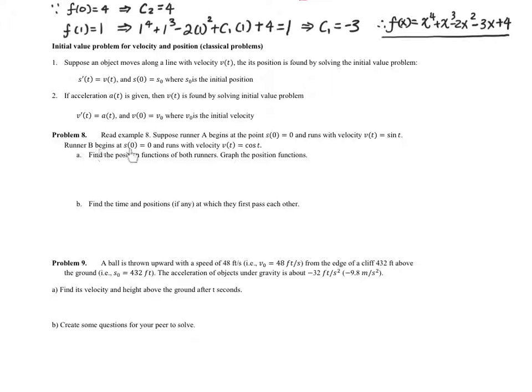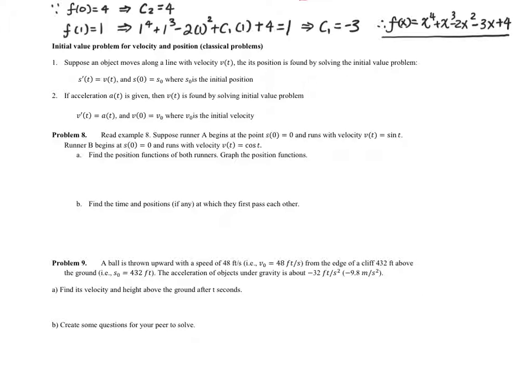This is the initial value problem for velocity and position. Very classical problem here. So we suppose that we know the velocity of an object. At this time, we are going to consider just the movement along a straight line, so that it's just one-dimensional movement. Then its position can be found by solving this initial value problem.